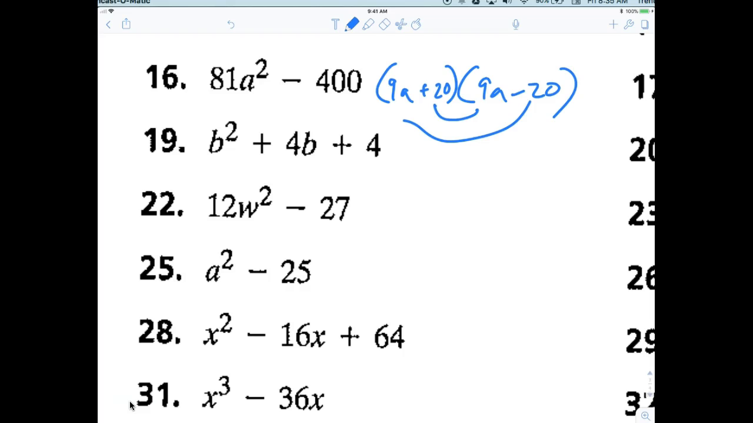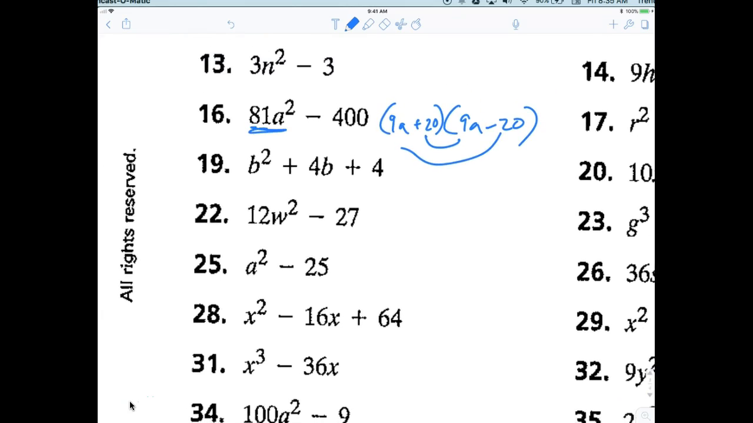Wait, so isn't it plus 2? So you want to cancel out the 400 to 0? No, I don't. Then what do you want to make 0? The middle term. There is no middle term. There's only 2 terms. There's no a term.